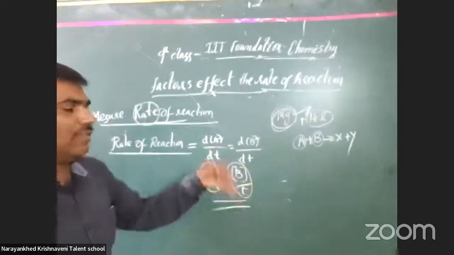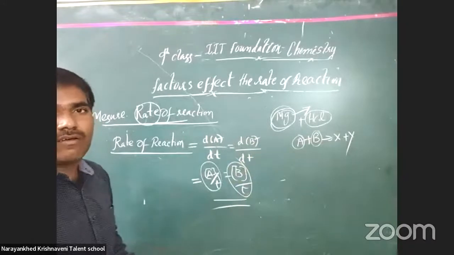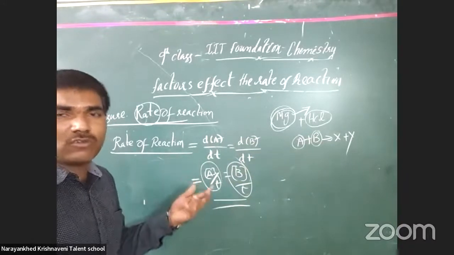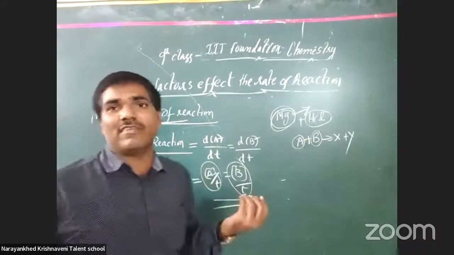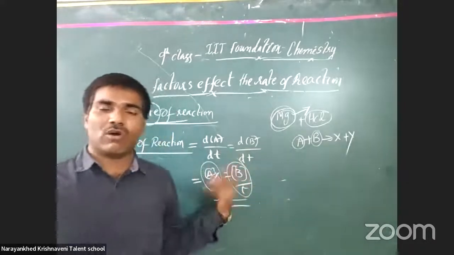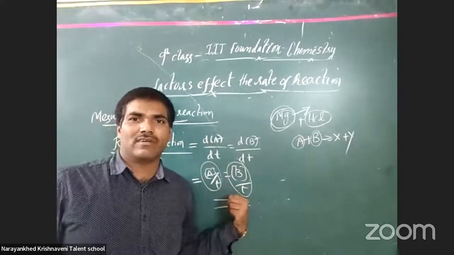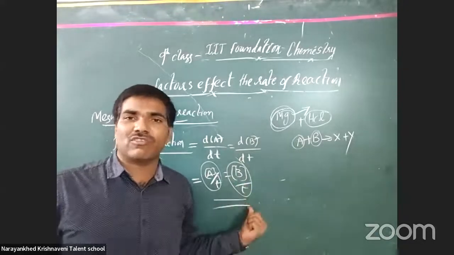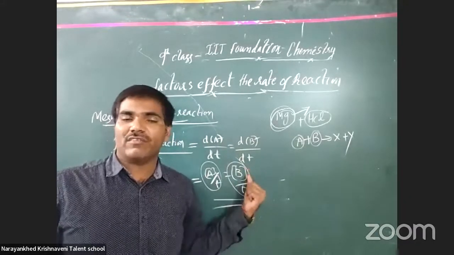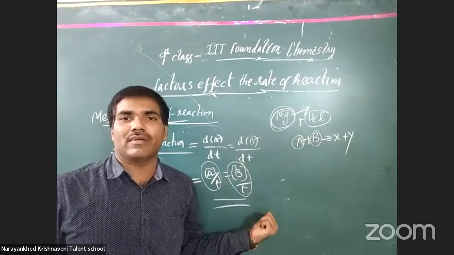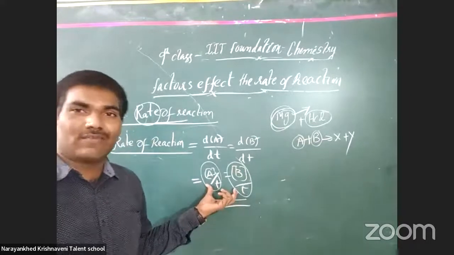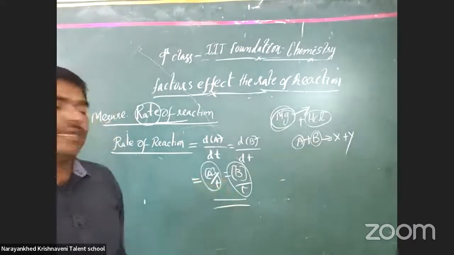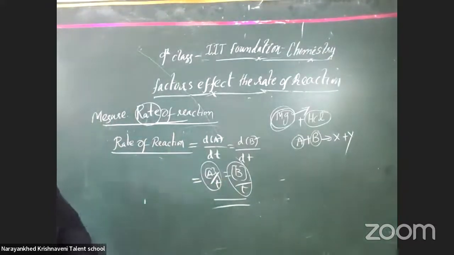The magnesium becomes magnesium chloride. Clear or not? In the HCl, whatever hydrogen is there will come out. But how much will the concentration of hydrogen change? How does the concentration of magnesium change? That will be taken here. For the change of that concentration, how much time will be taken? For the change of concentration of hydrogen, how much time will be taken? That will be equated, and from that we get the time taken for the complete reaction. This is our rate of reaction.